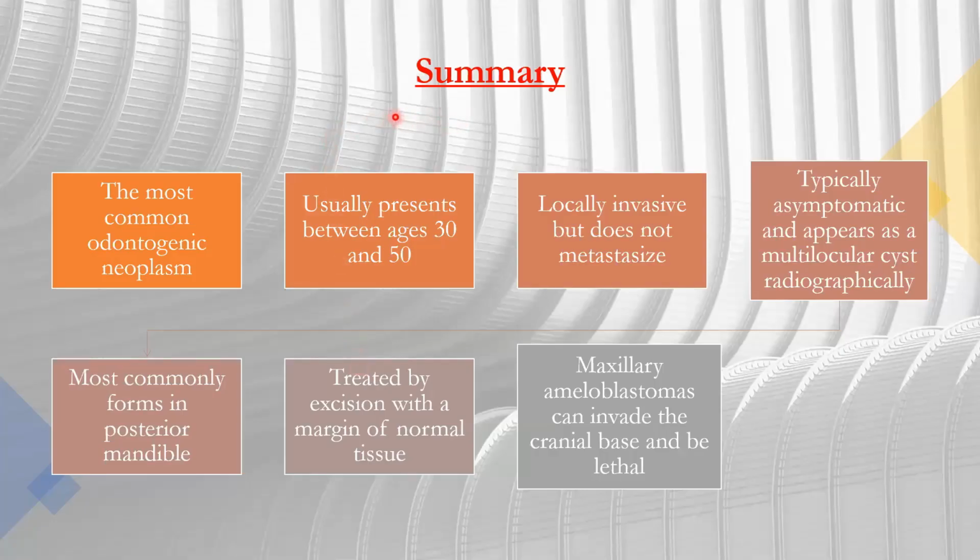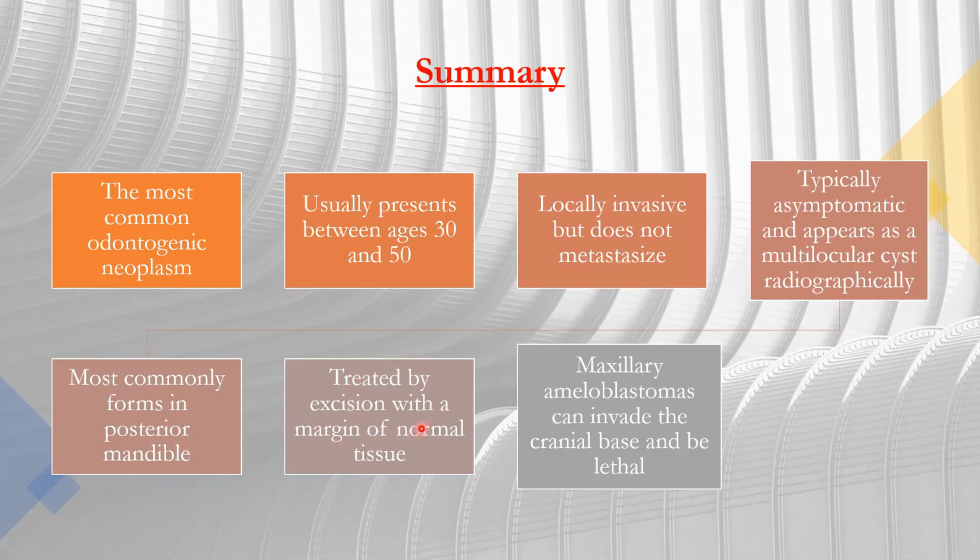So I'm just summarizing the conventional type rather than the other types because this is the most common type. And it is the most common odontogenic neoplasm as well. It occurs between 30 to 50, and especially at the age of 40, it is discovered. It is locally invasive but does not metastasize unless it develops into a carcinoma. Usually asymptomatic, it appears as multilocular radiolucency, most commonly seen in the posterior mandible.